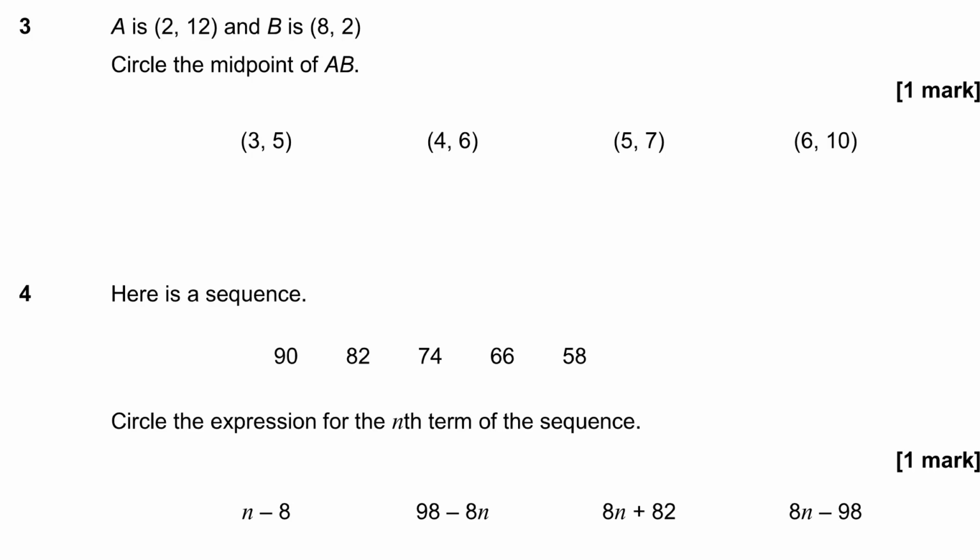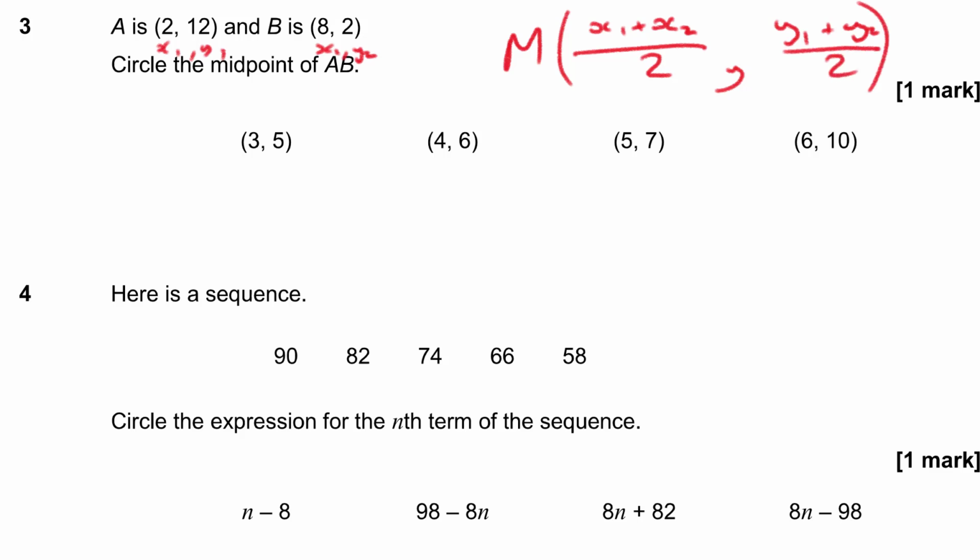Question 3. A is (2, 12) and B has the coordinates (8, 2). Circle the midpoint of AB. Now there is a formula for finding the midpoint. If this is our first point and it has coordinates x1, y1, and this is our second point and it has coordinates x2, y2, then you can remember the midpoint with the equation x1 plus x2 over 2, comma, y1 plus y2 over 2.